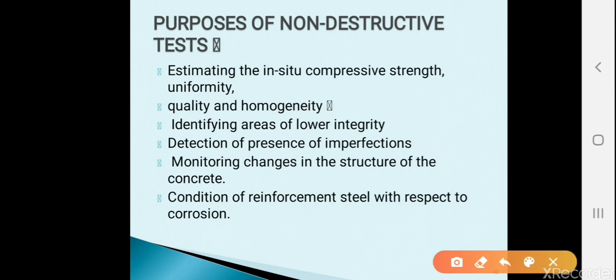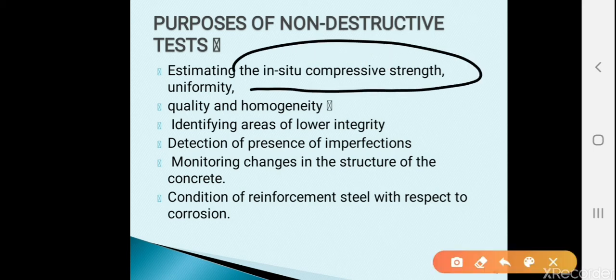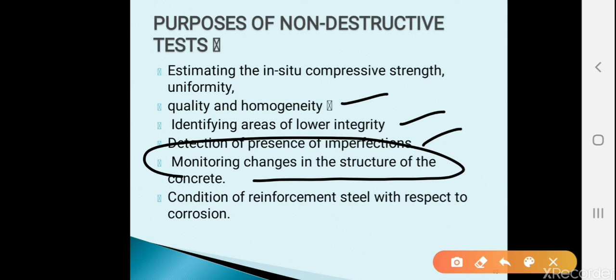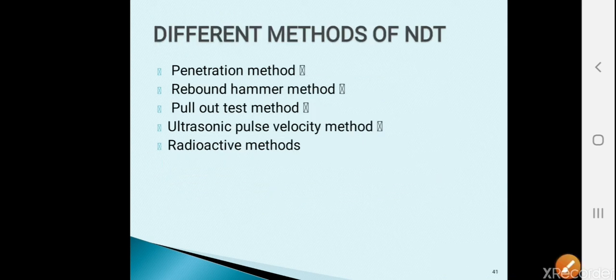Next, purpose of the non-destructive test. What is the purpose, why we need to conduct this non-destructive test? So this is the most important. It is asked many times in the VTU question papers. What is the first purpose? Estimating the in situ compressive strength. Second, quality of homogeneity. Third, lower integrity. Fourth one, presence of the imperfections, as already discussed. And monitoring the change of the structure. And the last one, reinforcement corrosion.